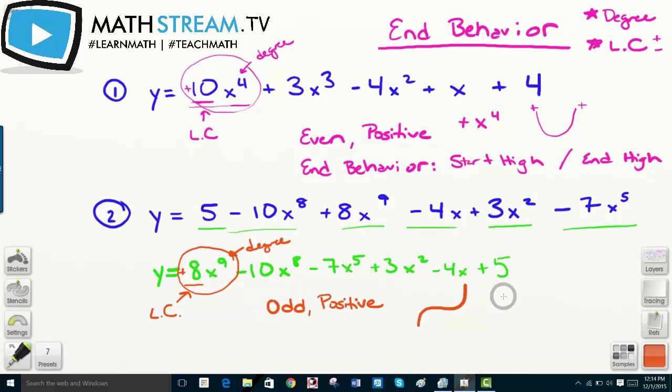In other words, this is going to behave like positive x to the 9th. Starts low, ends high, and that's what the end behavior will be. Start low, end high. All right, that's it for the example of how to find end behavior in a polynomial.